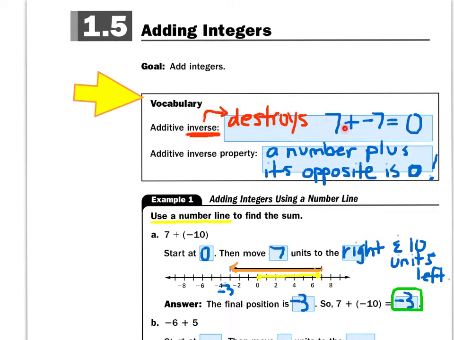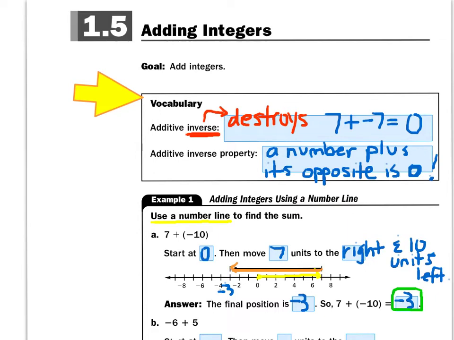So let's say I started with positive 7. If I added a negative 7 to it, I would destroy it and make it 0. The additive inverse property just means a number plus its opposite is always 0. Okay, take a look at example 1, adding integers using a number line.